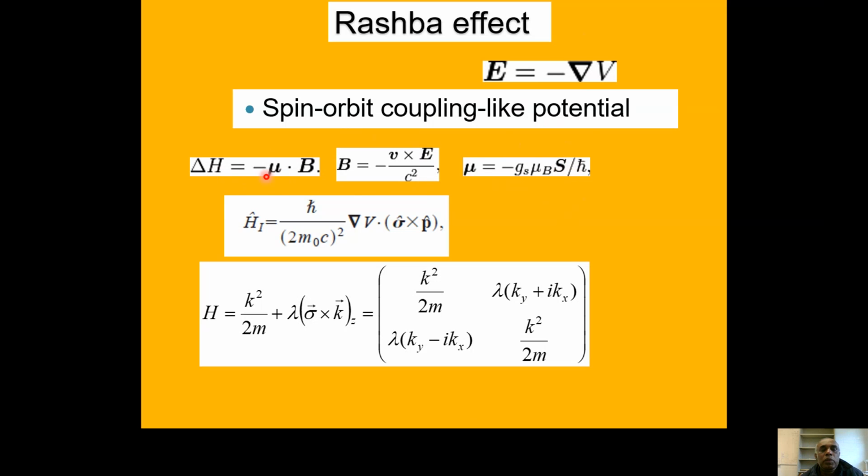So you have mu B, so then mu is given by, this is the definition of your magnetic moment, right? g_s mu_B, so this is the spin magnetic moment, S divided by h-bar. We did this one under magnetism. So now if you plug in this B and mu here, you get this expression, right? So mu, you get the S value. So then E, we need to substitute this minus grad V.